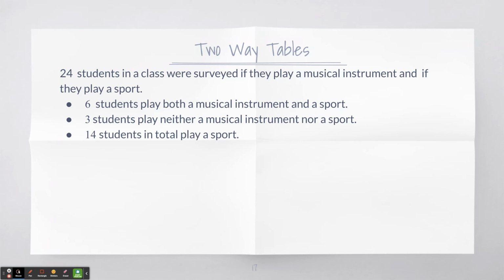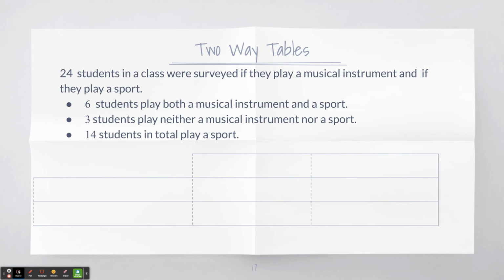Here's a context that is pretty accessible. 24 students in a class were surveyed if they played a musical instrument and if they play a sport. So some of the responses are listed here. 6 students said they play both a musical instrument and a sport. 3 students play neither a musical instrument nor a sport. 14 students in total play a sport. Okay, well, how many students in total play an instrument? How many students in total play an instrument but don't play a sport, right? So these are the kinds of questions we can ask.